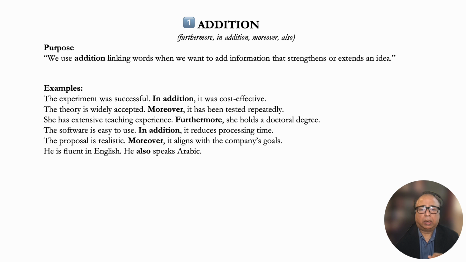Okay. The first type of linking words are called addition. Some examples are furthermore, in addition, moreover, also. Why do we use addition linking words? When we want to add information that we have just presented and we want to add some more to strengthen the idea, we use furthermore, in addition, moreover, also.